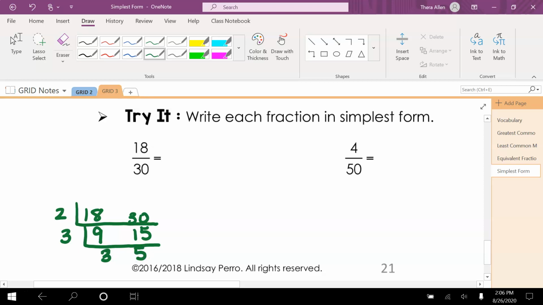Is there anything that can go into 3 and 5? No, there's not. So I multiply mine that are over here on the side of the ladder, 2 times 3, and that gives me 6. That is my greatest common factor. Now I divide the numerator and the denominator by 6. 18 divided by 6 equals 3. 30 divided by 6 equals 5. So our fraction in simplest form is 3/5.